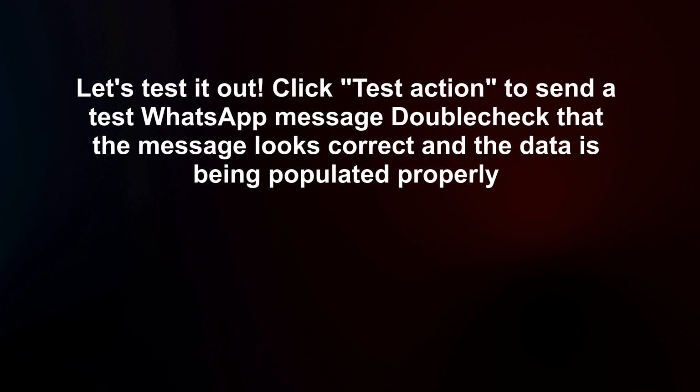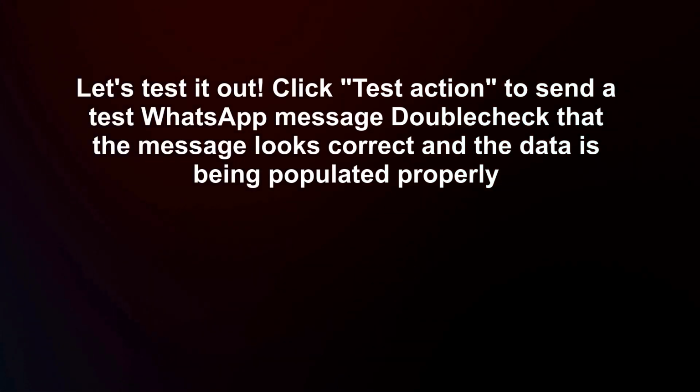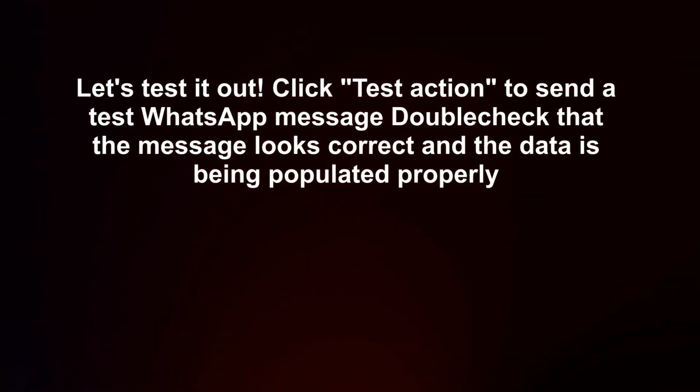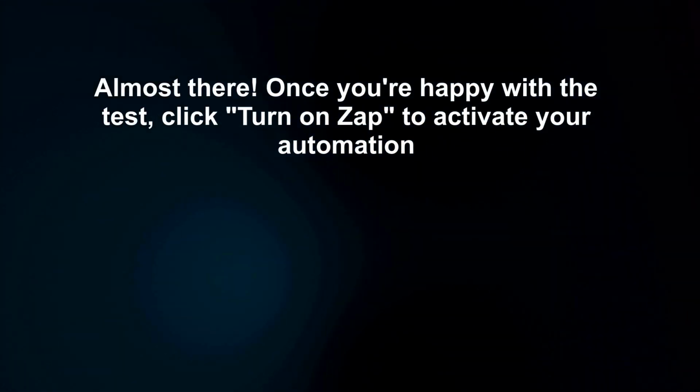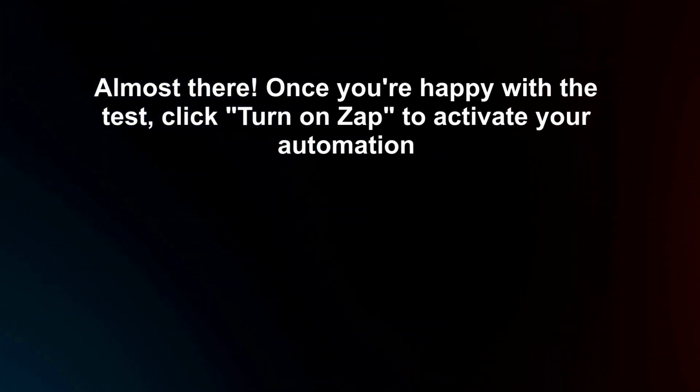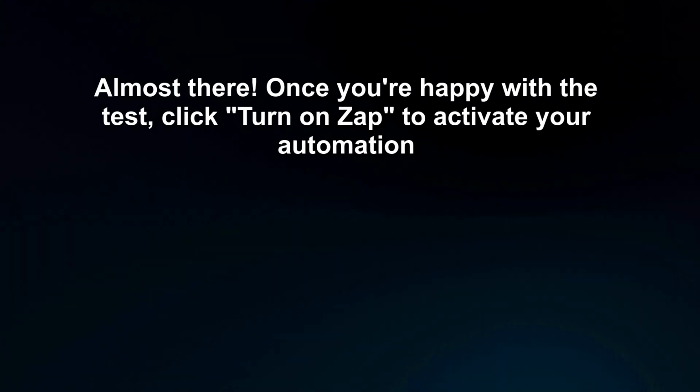Let's test it out. Click Test Action to send a test WhatsApp message. Double check that the message looks correct and the data is being populated properly. Almost there. Once you're happy with the test, click Turn on Zap to activate your automation.